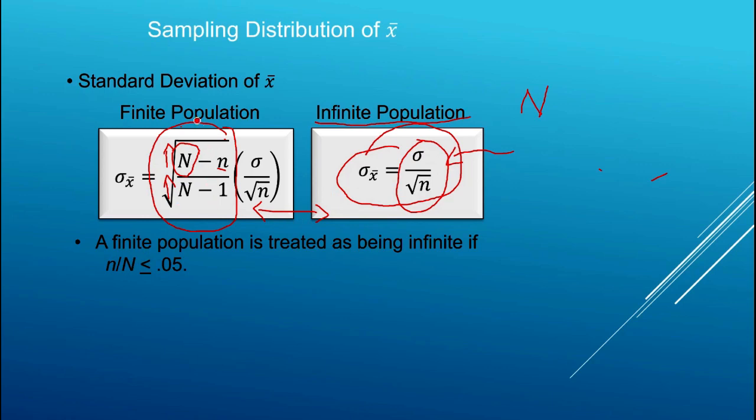So when should you use the finite population correction factor? Well, your textbook recommends, and we can go with this as well as any other rule, when your sample size as a percentage of your population size is smaller than 5%. So if your sample is less than 5% of the population, then a finite population can be treated as an infinite population. Go ahead and use the simpler formula. Typically that's what we're going to use, but not in every case.